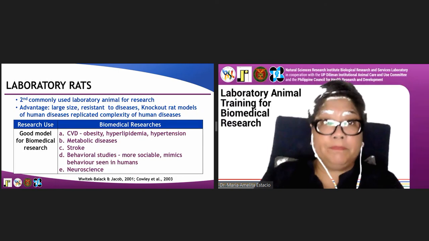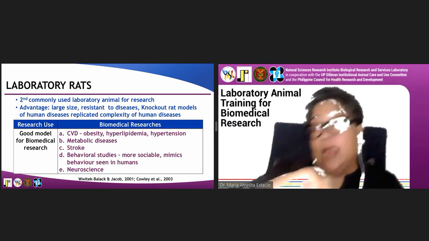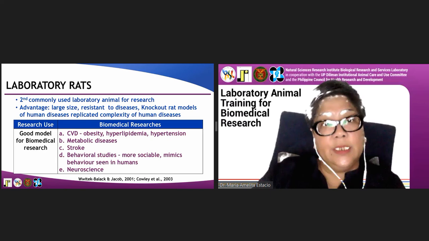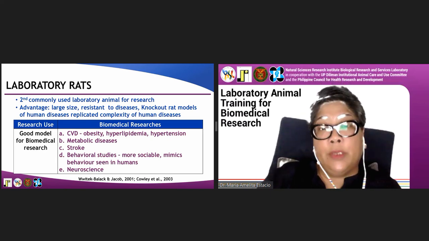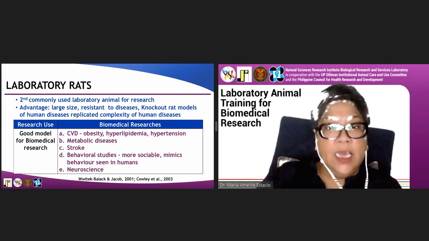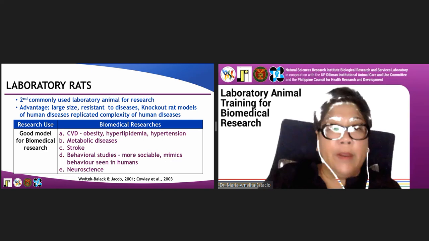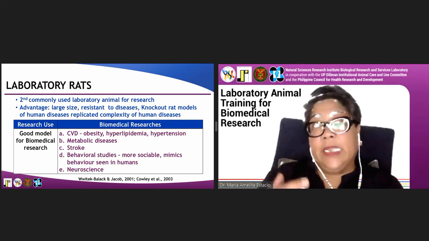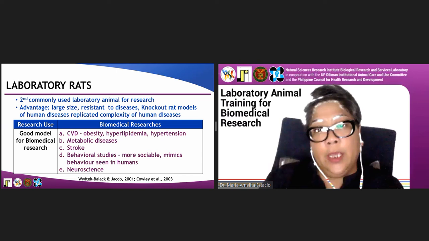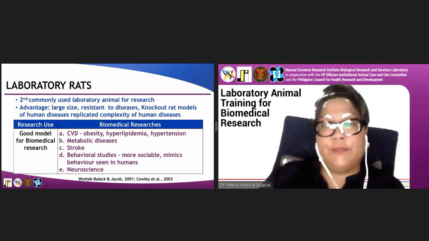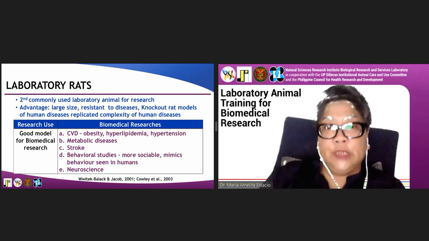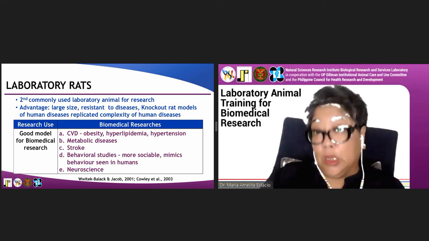So let's move on to the laboratory rats. Okay, so this is the second commonly used laboratory animal for research. It's a very good model for cardiovascular diseases because the rats are bigger. You can collect more blood. So in terms of checking the parameters for obesity, this is more advantageous than using the mouse.